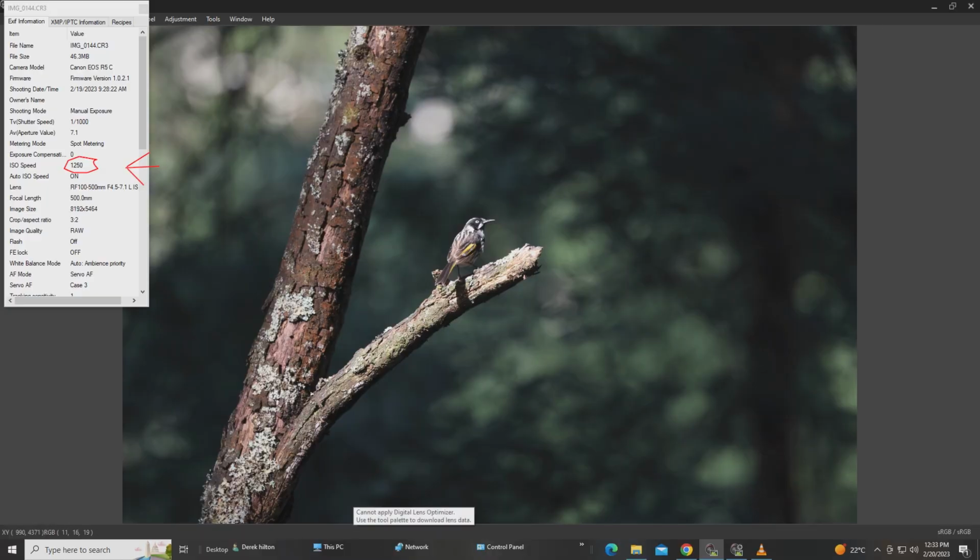All right, so let's have a look at the spot meter one. Same again, you can see the information up on the side. It is taken with the spot meter.